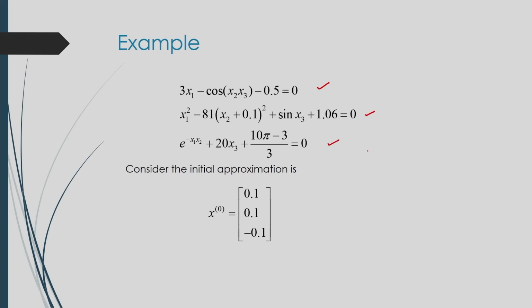And then the third equation is e to the power minus x 1 x 2 plus 20 x 3 plus (10 pi minus 3) by 3 equals 0. So, here three nonlinear equations are given to you, and you have to find the solution for x 1, x 2 and x 3. Now, consider the initial approximation x 0 as 0.1, 0.1 and minus 0.1. Based on this you have to solve these nonlinear equations to find the solution for x 1, x 2 and x 3.